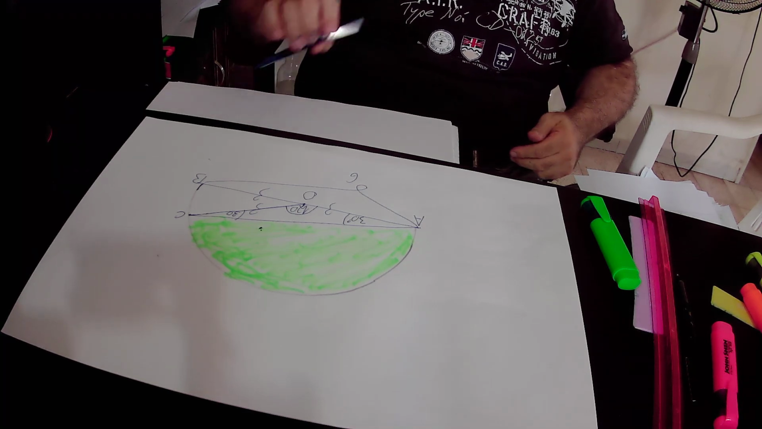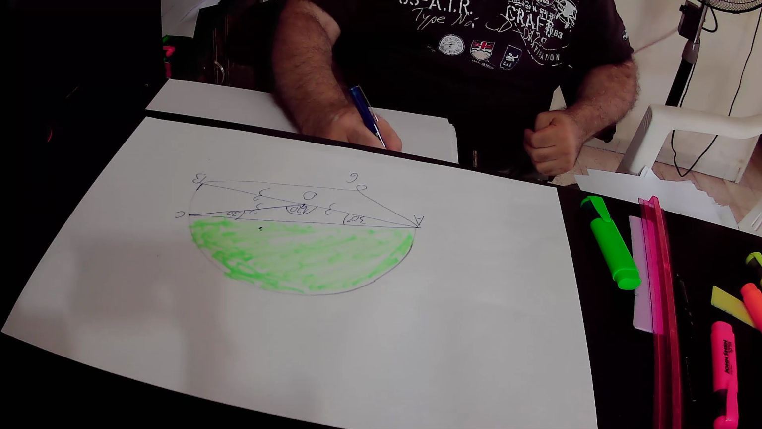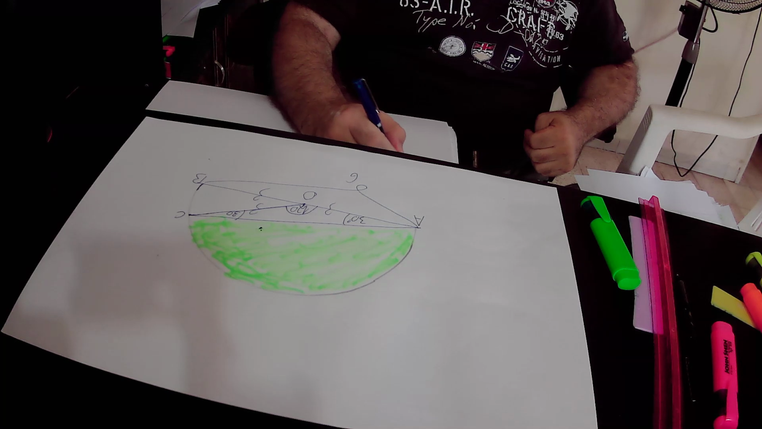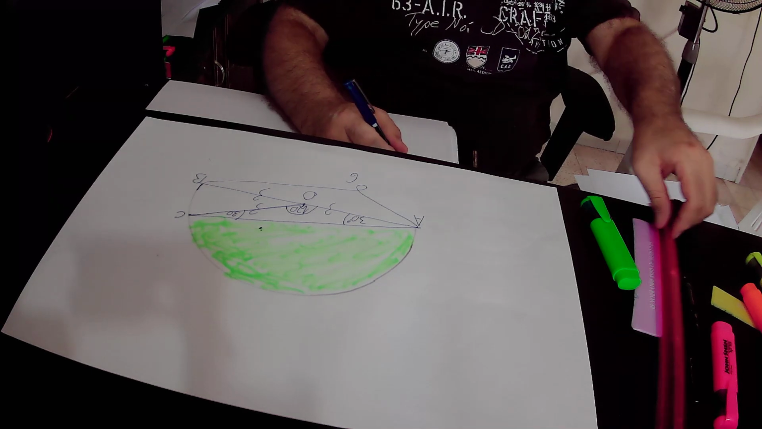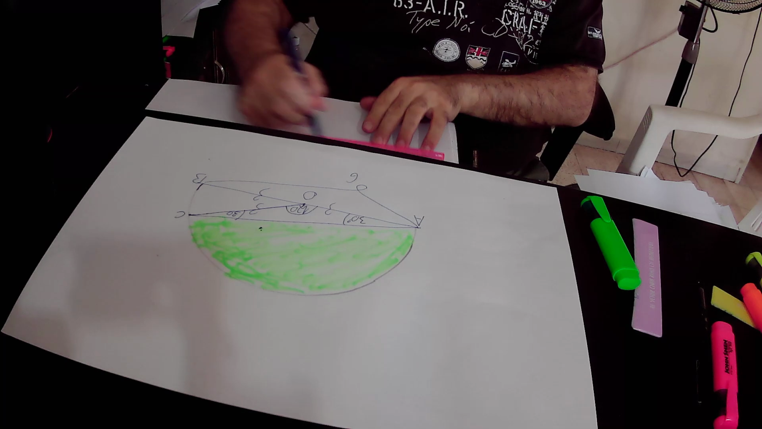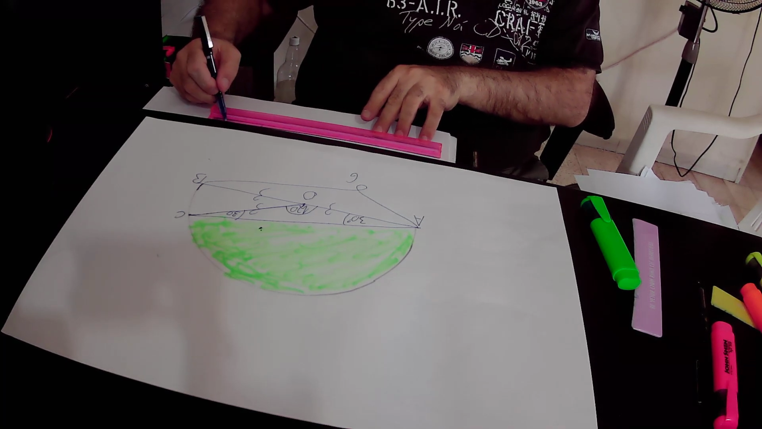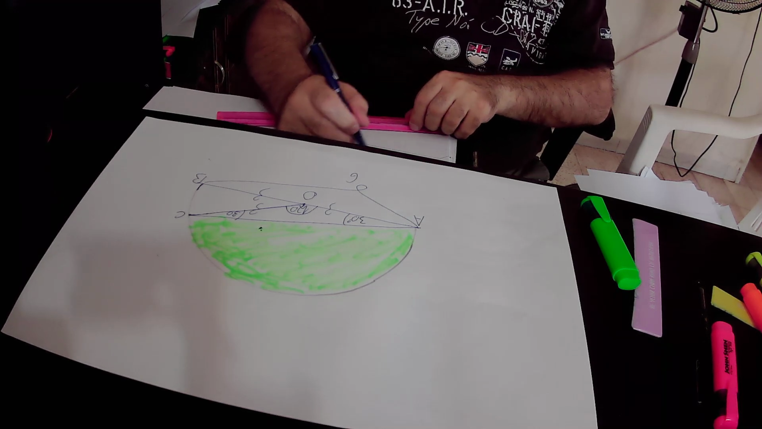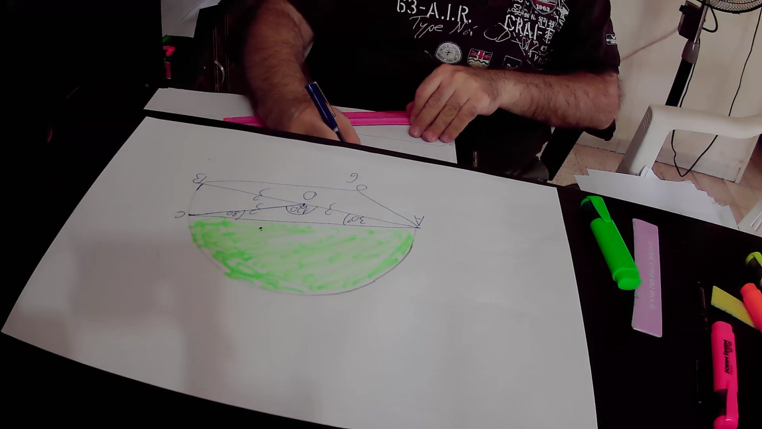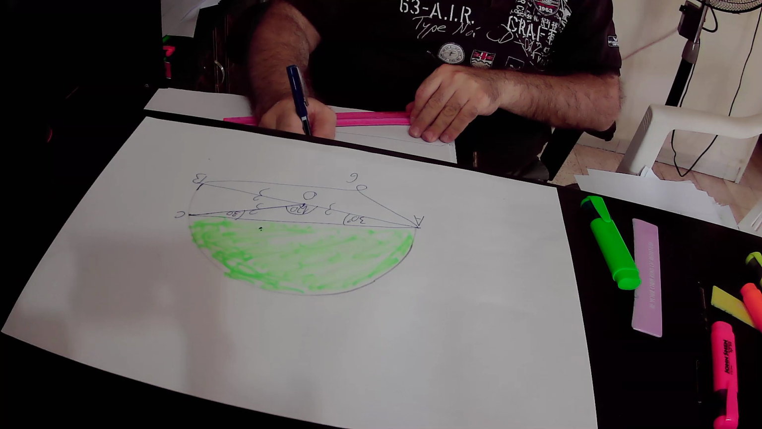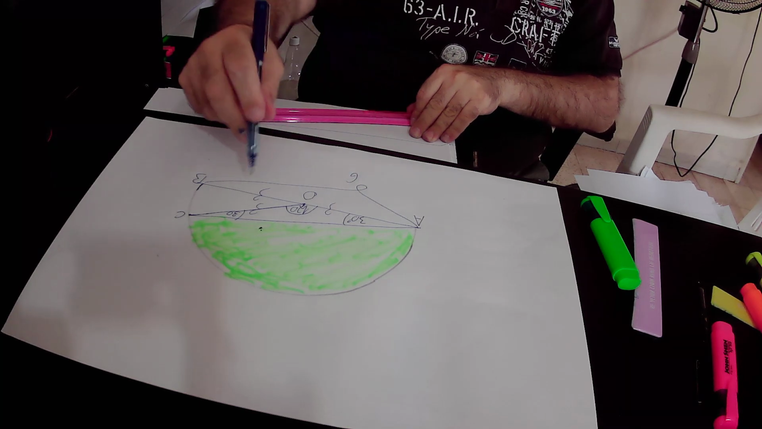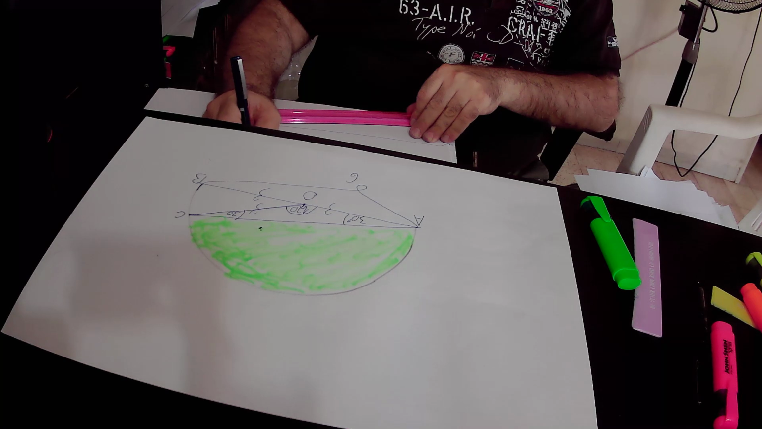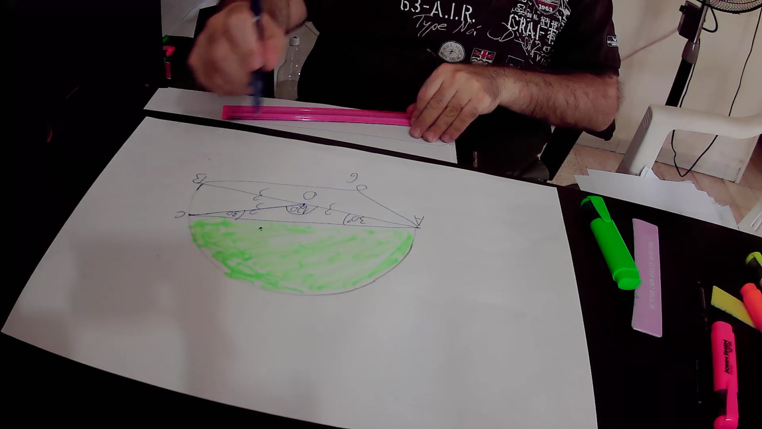According to the second method, the area of this green shape equals the area of the semicircle minus the area of triangle AOC minus the area of sector COB.